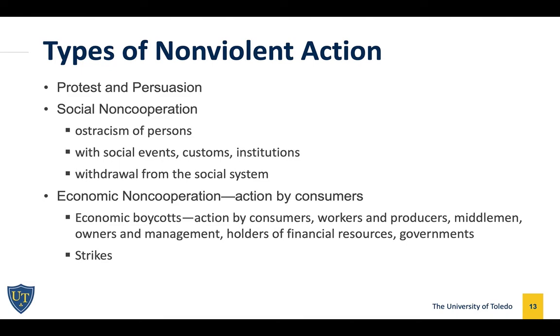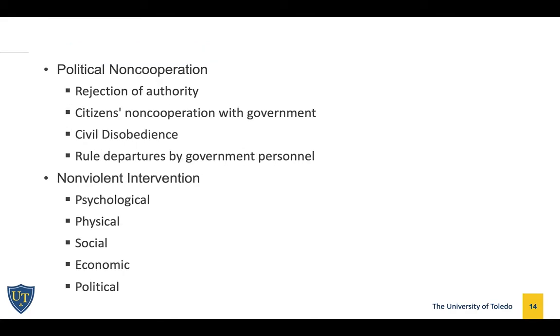There are numerous ways in which nonviolent action is enacted. I believe Gene Sharp, for example, has identified over 200 types of nonviolent action. Some of them are listed here. Protest and persuasion is a beginning point, as we've discussed. Non-cooperation, withdrawal from the social system, is another method. Economic non-cooperation, economic boycotts, strikes, etc. Political non-cooperation is fundamental action, direct action, rejection of authority, non-cooperation with the government.